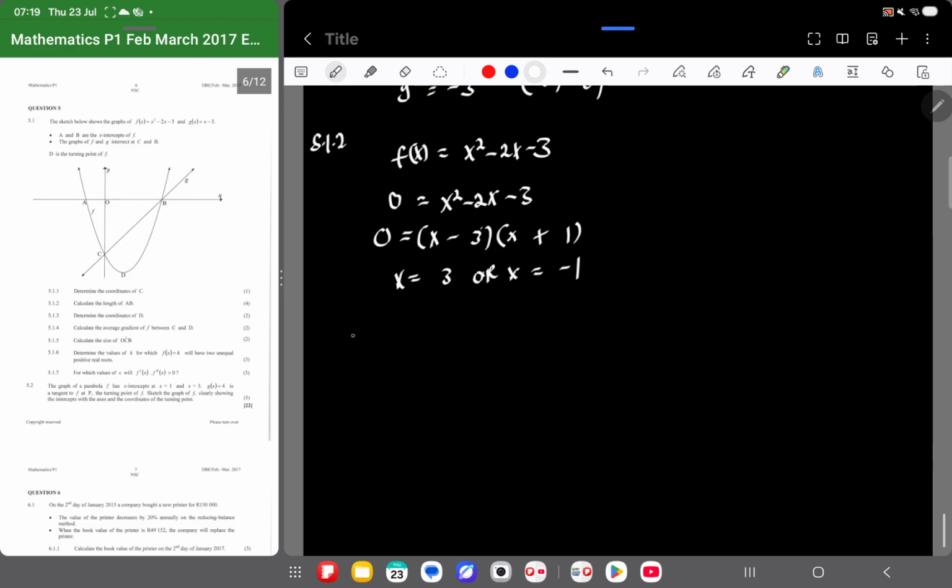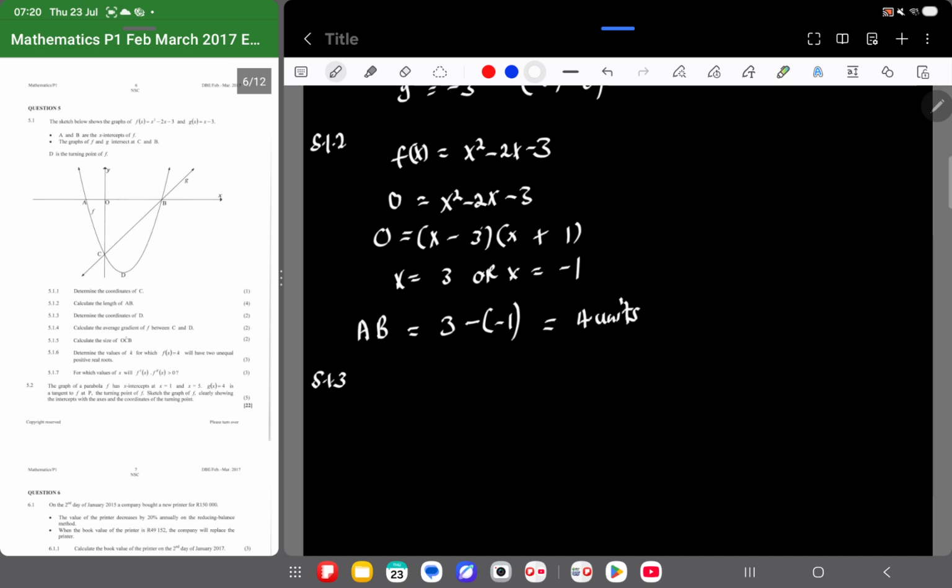So the length of AB will be equal to, it's always the bigger minus the smaller. So 3 minus negative 1, you get your 4 units. To get the length of any line, you say the bigger value minus the smaller value. So whether the smaller value has a negative sign or not does affect your answer, so you must take care of that as well.